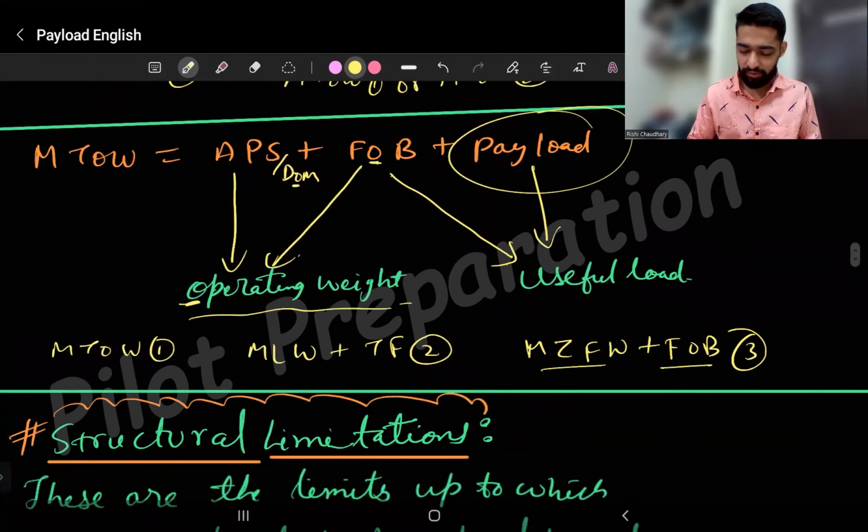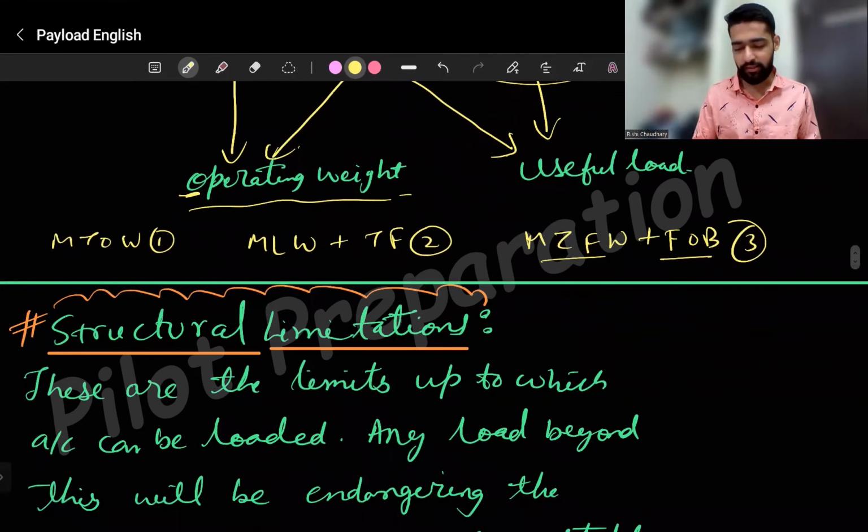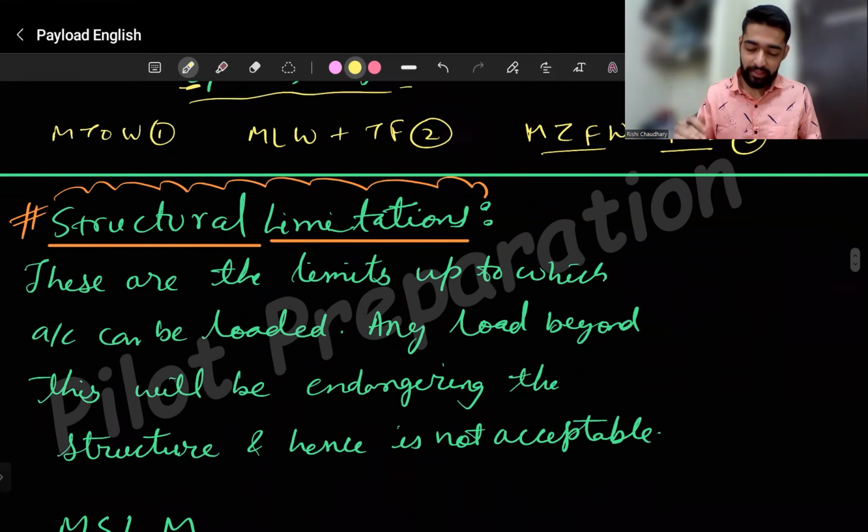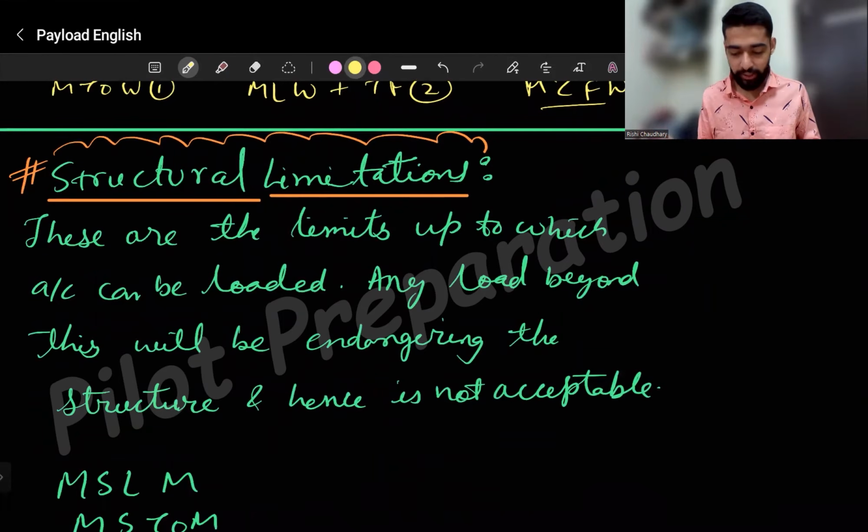Now let's see the other terms like structural limitations. This is not a very new thing, but it is very important to understand the theory. These are the limits up to which an aircraft can be loaded. Any load beyond this will endanger the structure, and hence it is not acceptable. Any structure in this world can hold a certain amount of load; a rectangular structure and a spherical structure hold different amounts of load, though they are made of the same material. Similarly, an aircraft has a structure, and the structure can only hold a certain amount of load. So we always have to put a load less than that structural load, isn't it?